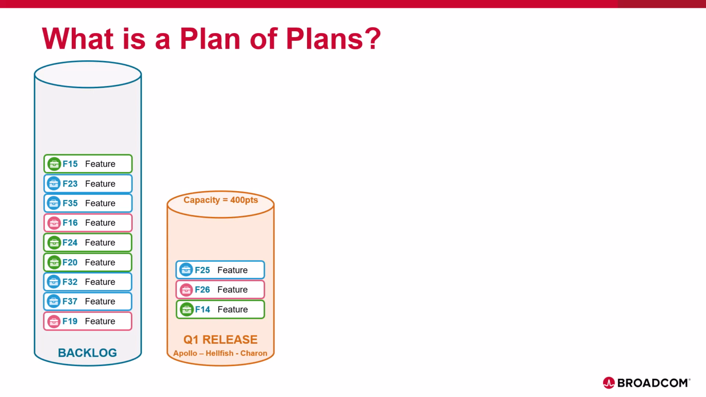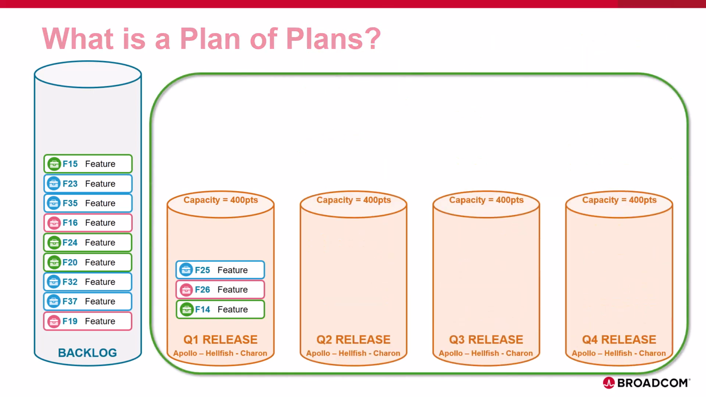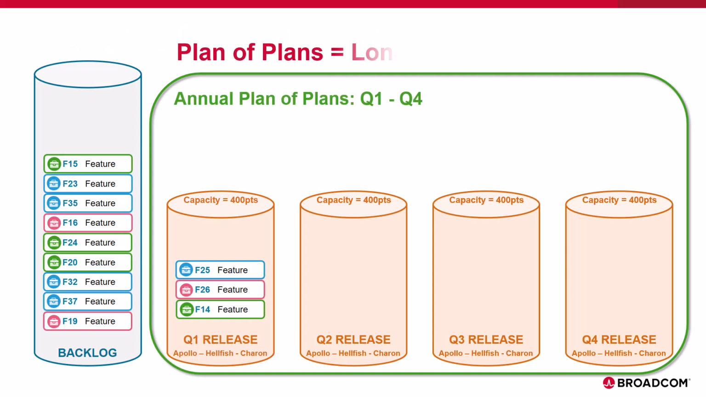In the same way that capacity planning builds on the principles of sprint planning, creating a plan of plans takes capacity planning up a level. The first thing to know about a plan of plans is that it covers a longer time period. Instead of planning for a single release, you're planning for multiple releases. A common use case is for an annual plan. So our plan of plans covers the same time frame and the same releases as our 4 quarterly release plans.